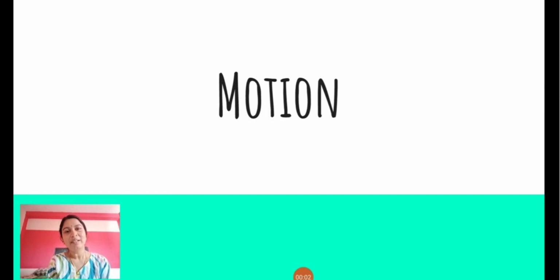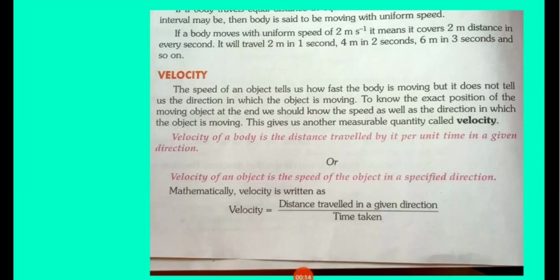Hello children. Now that we have discussed what is uniform motion, what is non-uniform motion, and how to calculate speed, let's see some other terms in motion. We have seen that speed is nothing but the distance traveled by an object per unit time. Speed is a scalar quantity which does not give us any information regarding the direction of the object. So to know the exact location of the moving object, we should know the speed as well as the direction in which the object is traveling. This gives us another quantity called velocity.